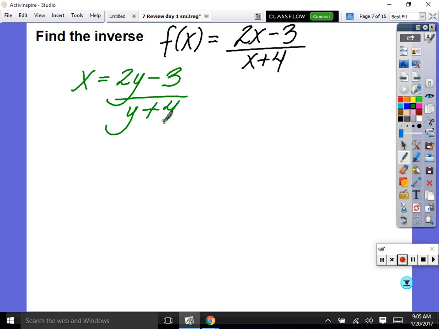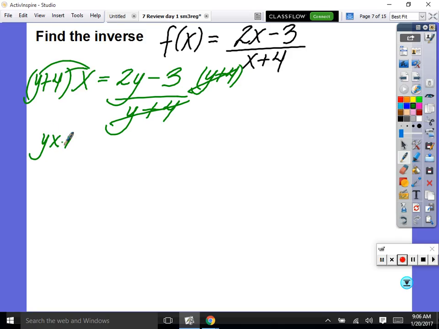Times both sides. We don't want to deal with fractions. That's always what we'll take care of. So we'll multiply both sides by y plus 4. I better put it in parentheses since there's two terms. Very important. So those divide out. So over here, we'll distribute, right? So we have yx plus 4x equals 2y minus 3. Now we're trying to solve for y, so we'll get all the y's on one side and everything else on the other, right?